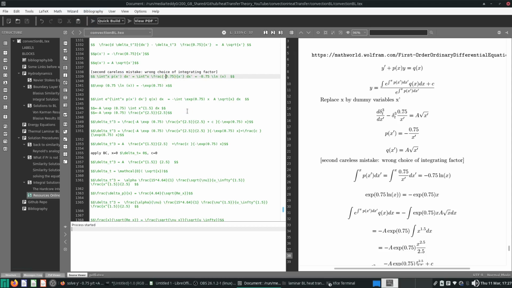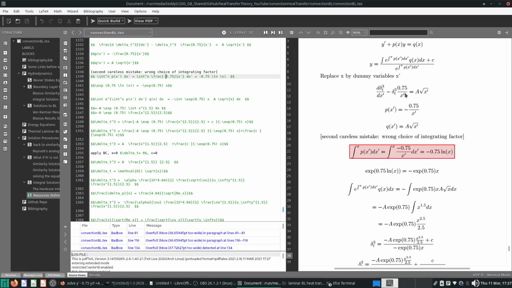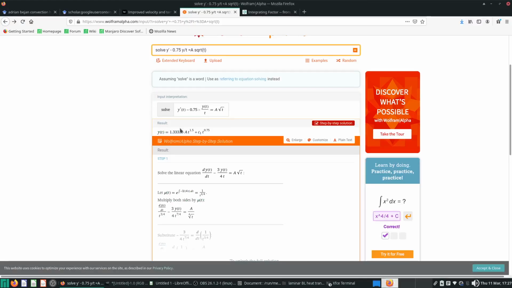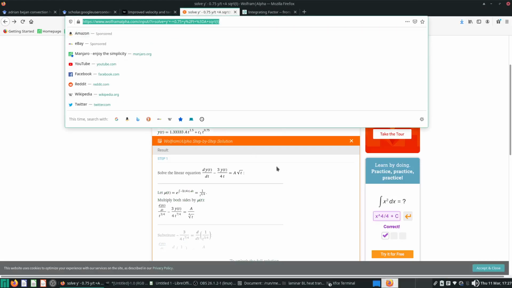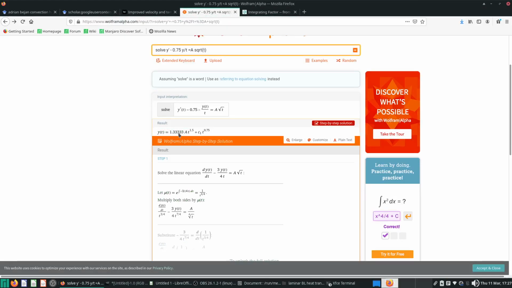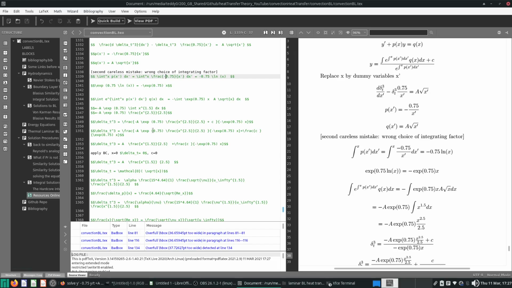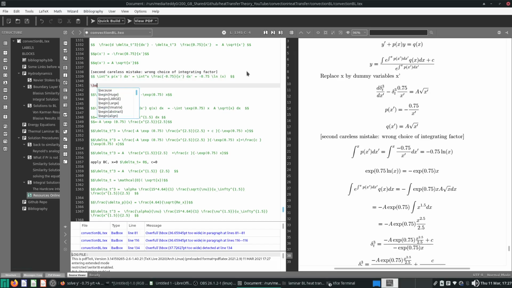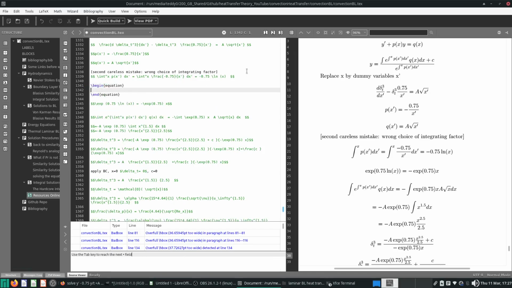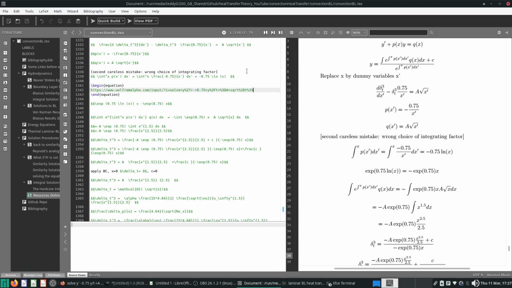If you check out Wolfram, you want to solve this ODE. This is y prime, and then y minus 0.75 over x equals square root x times a. If you look at Wolfram, you will see that this becomes the solution. I am a bit rusty, very rusty in fact, with first order ODEs, so I'll just paste the solution here.